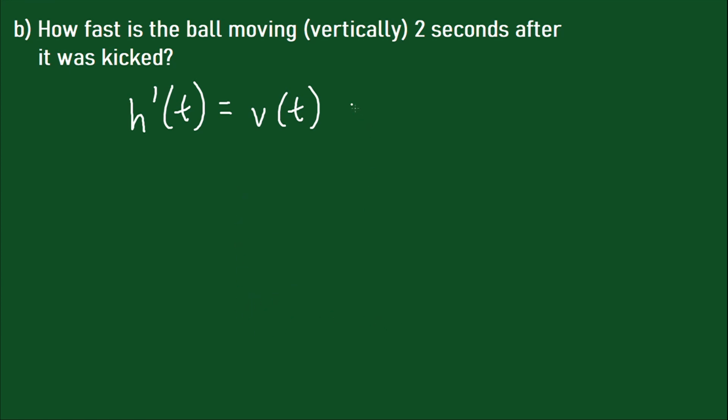So that's what they're asking for. How fast is the ball moving vertically? So just that vertical speed. Okay, we already did this. We got the answer -9.8t + 15. So we want to figure out how fast the ball is moving 2 seconds after it was kicked. So we want to find v at 2.